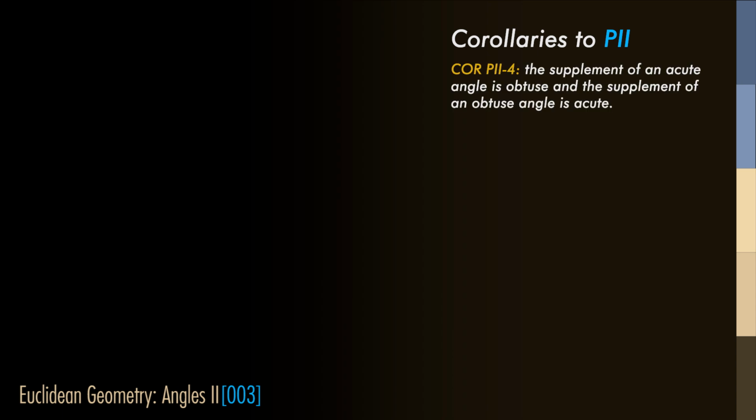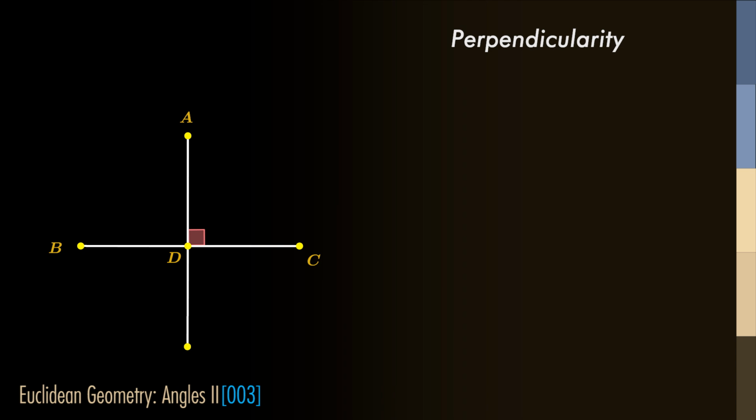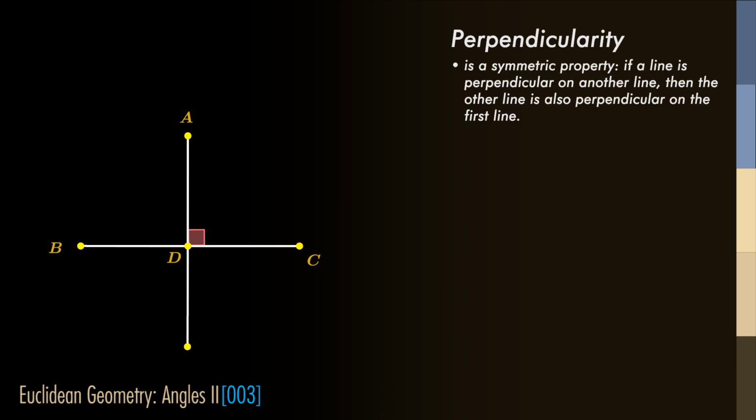And a last corollary states that the supplement of an acute angle is obtuse, and conversely, the supplement of an obtuse angle is acute. We'll finish the lesson of today with an observation regarding perpendicularity. Perpendicularity is symmetric, which means that if a first straight line is perpendicular to a second straight line, then the second straight line is also perpendicular to the first.